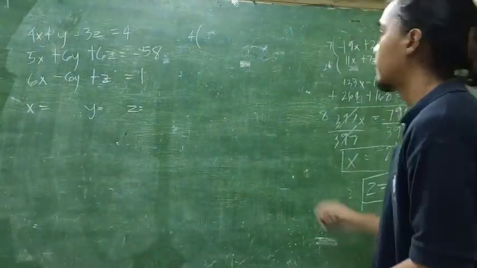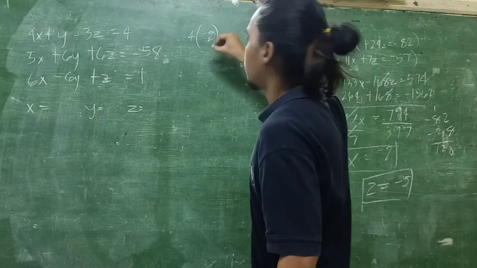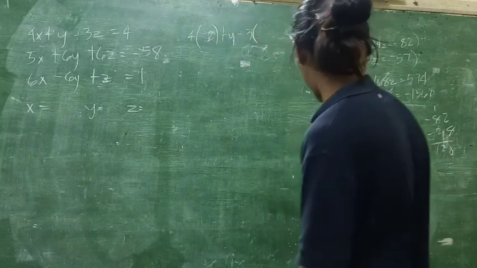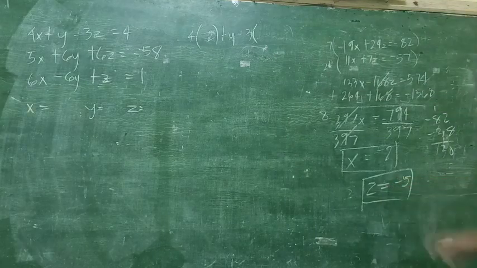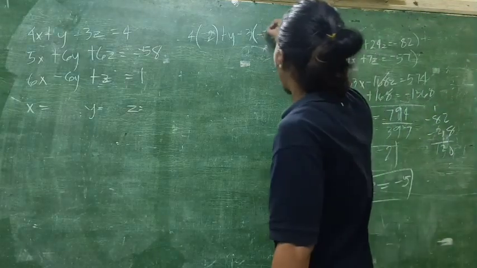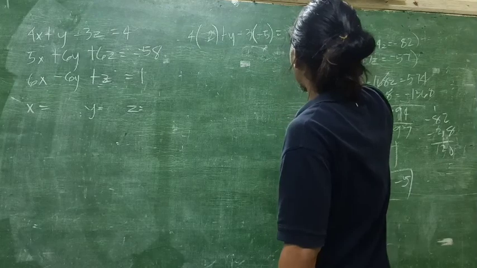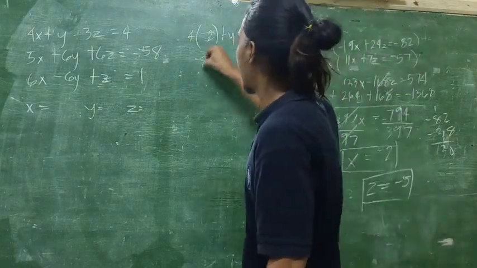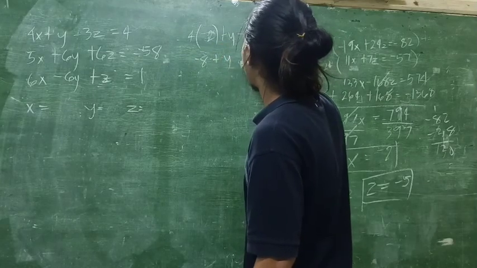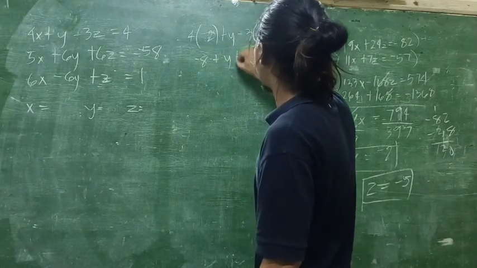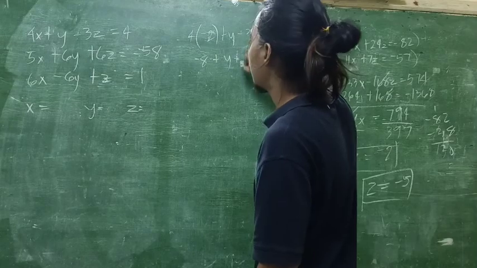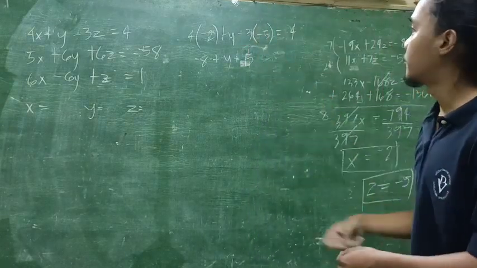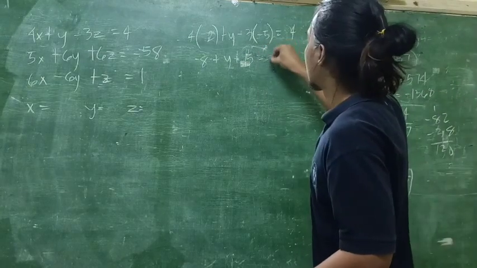Our x is negative 2, plus y minus 3 times the value of our z, which is negative 5, equals 4. So 4 times negative 2 is negative 8, plus y, plus negative 3 times negative 5, which is plus 15, equals 4.